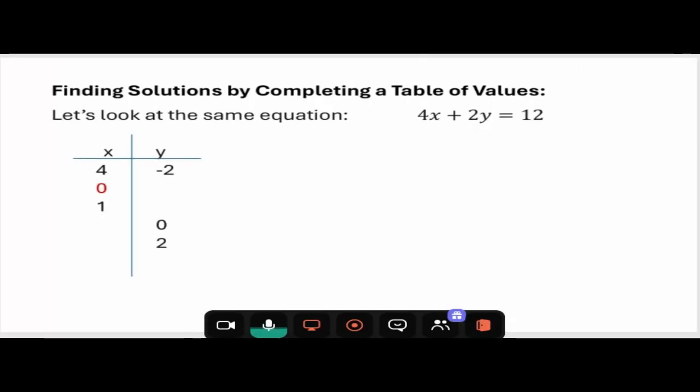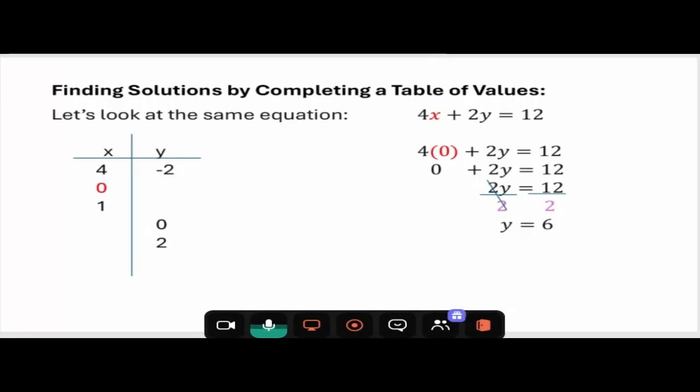So I'm going to take that x equals 0, and I'm going to pop that in for x. And my goal is to figure out what y makes the equation true. And like I said, this is just equation solving. 4 times 0 is just 0. So I end up with the equation 2y equals 12. And I know how to solve that. I divide both sides by 2, because the 2's cancel. And I get the y by itself, which is the whole point. 12 divided by 2 is 6.